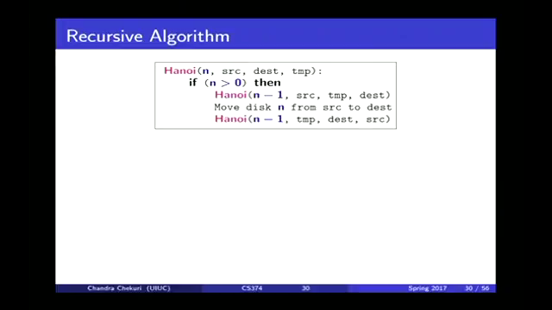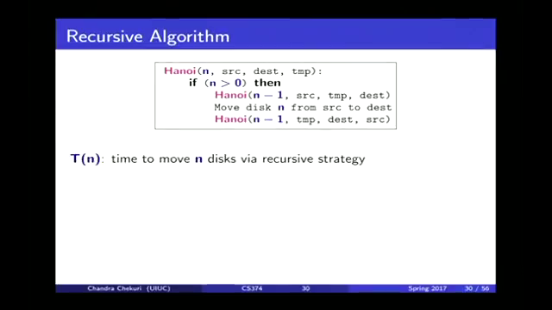If n is greater than 0, you solve the n minus 1 problem from the source: you make the disks go to the temporary peg using the destination as an intermediate, and move the largest disk from the source to the destination. And then move all the disks from 1 to n minus 1 from the temporary to the destination using the source as intermediate, right? The same pictorial thing. So how do we analyze the running time of this algorithm?